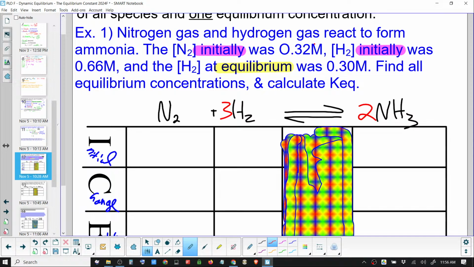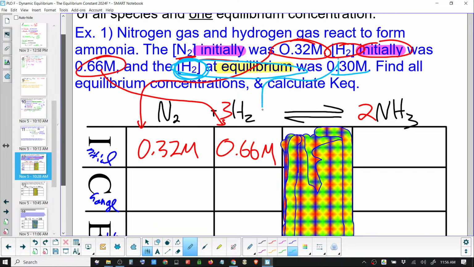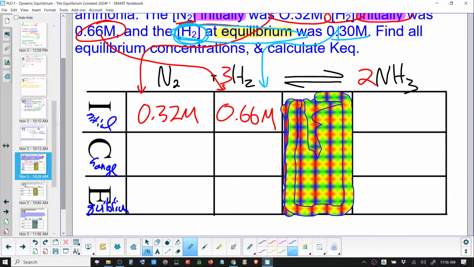So we take the initial value, pop it in because it's initial, 0.32 molar, and the H2, also initial, pop it in, 0.66 molar. I'll switch colors because now we have an equilibrium value for H2, which is 0.3 molar. And we pop that in, 0.30 molar.